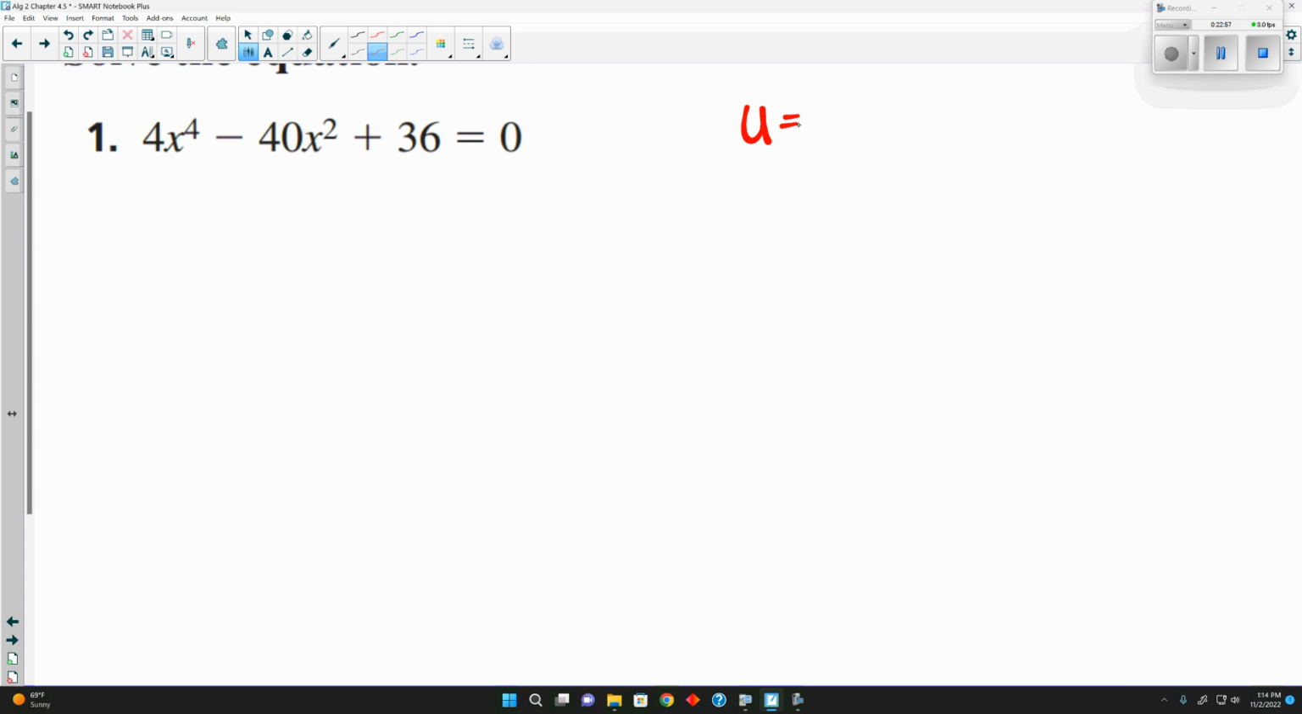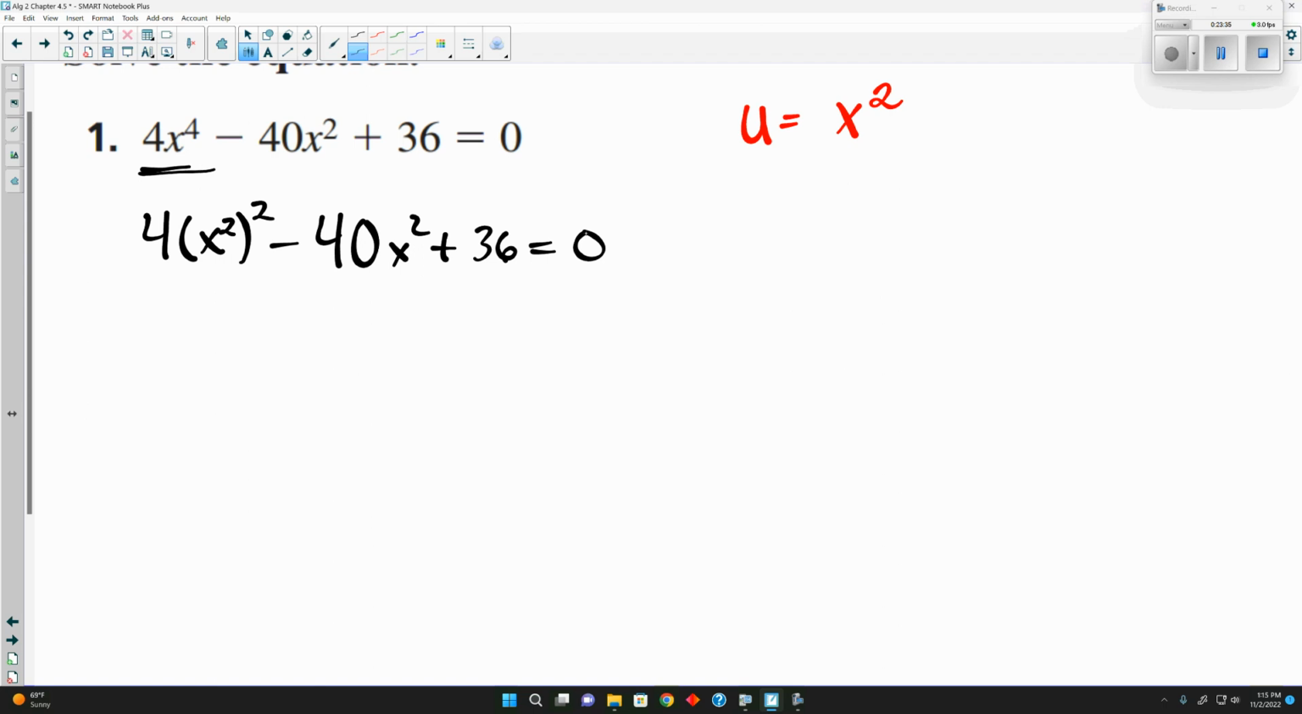So when we substitute, we replace it, because y'all have done substitution with systems of equations where you substitute a variable in and solve for the other variable. Here, we're going to use it and say u is x squared. Now for our formula here, this part here, 4x to the 4th, I can think of it as 4 times x squared squared, because a power to a power multiplies. So that's the same as 4x to the 4th, minus 40x squared plus 36 is equal to 0.